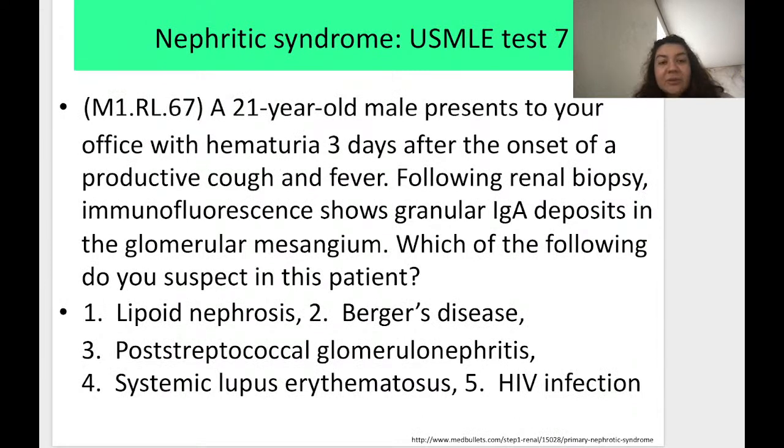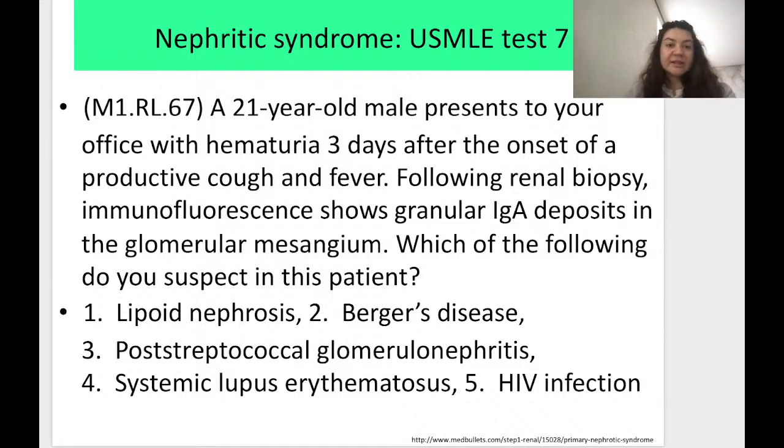Next test. A 21-year-old male presents to your office with hematuria 3 days after the onset of productive cough and fever. Following renal biopsy, immunofluorescence shows granular immunoglobulin A deposits in the glomerular mesangium. Which of the following do you suspect in this patient?